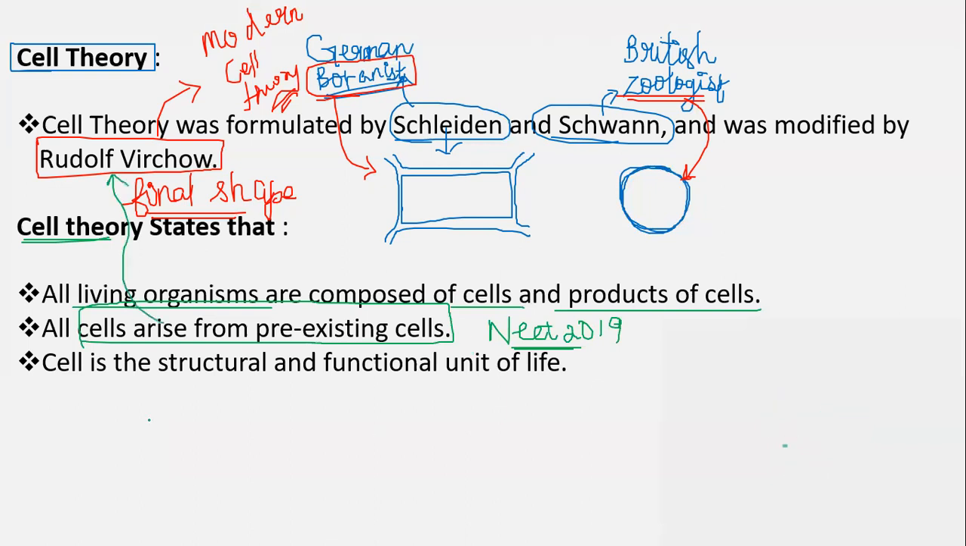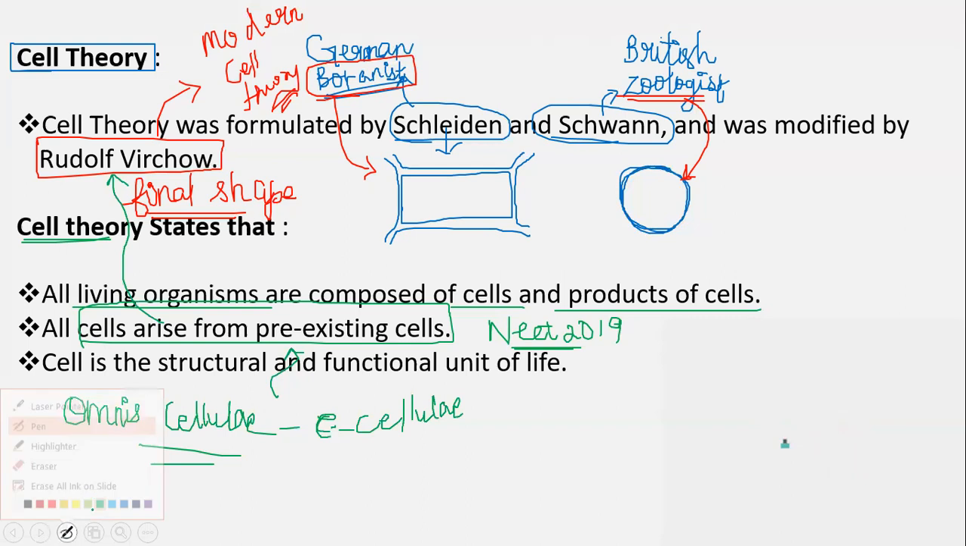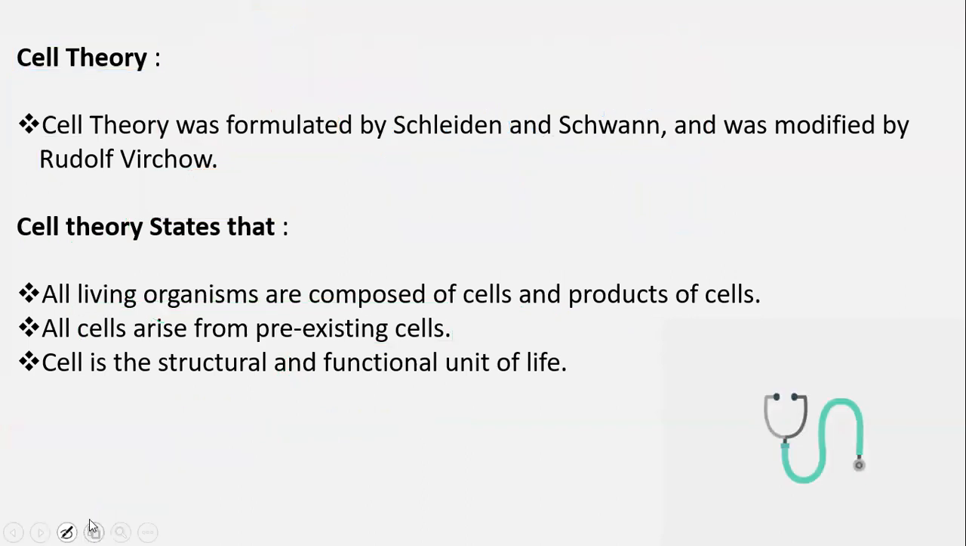But he made the statement in his own native language, omnis cellula e cellula. That means, in English, all cells arise from pre-existing cells, and the cells are the structural and functional unit of all living organisms. Is that clear?